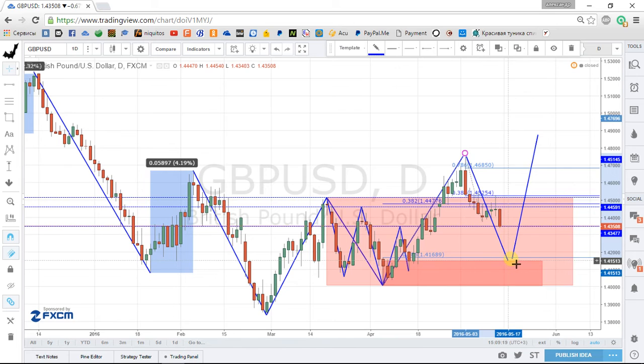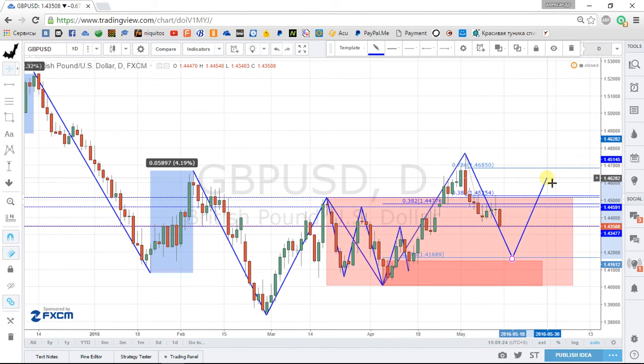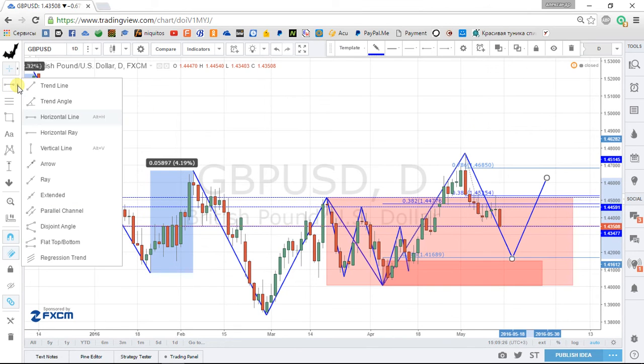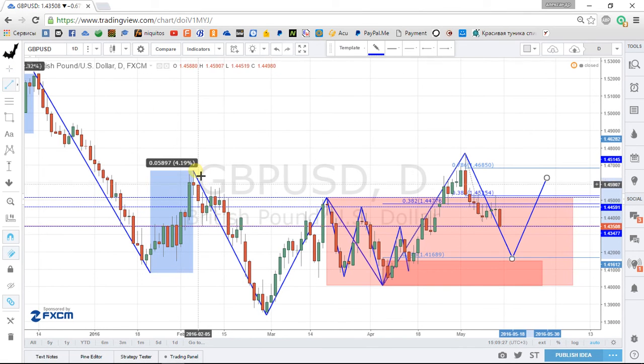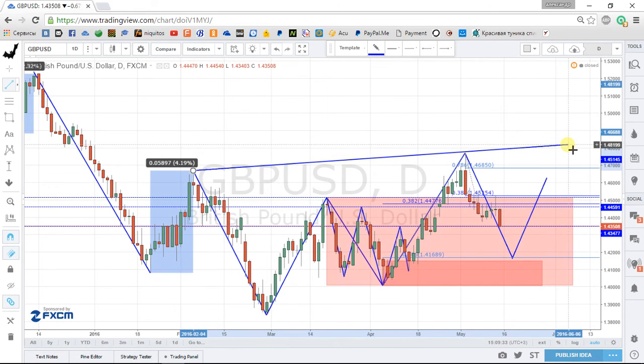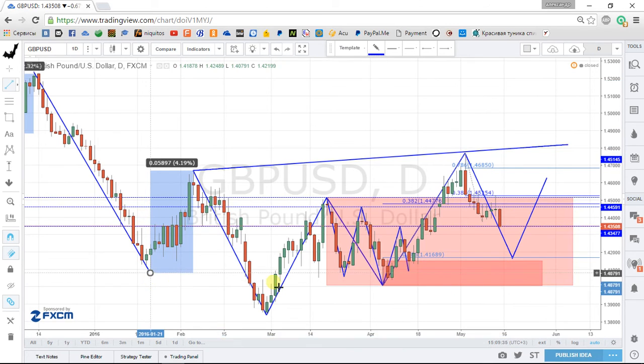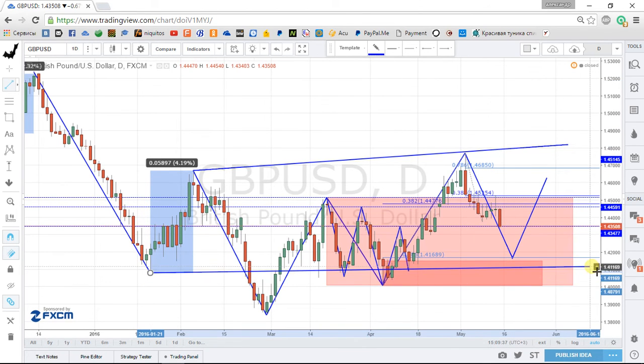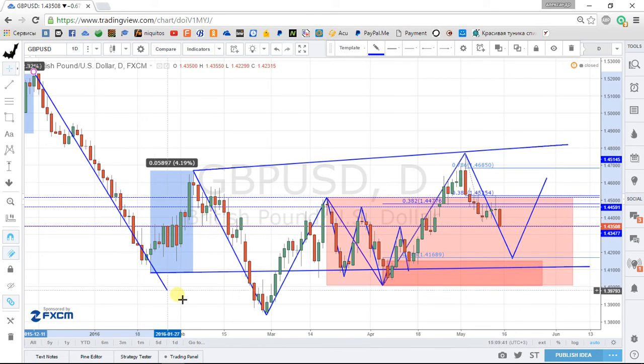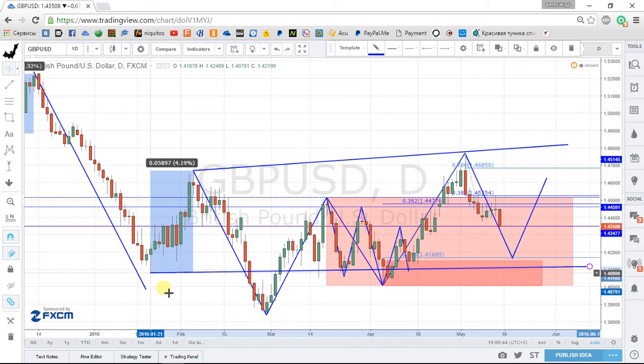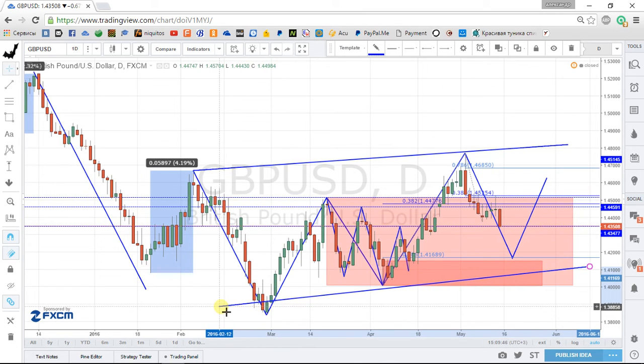Boom to boom. I'm not expecting a very good bounce to the upside because of this trend turning into a channel trend. Most likely we will be looking this way.